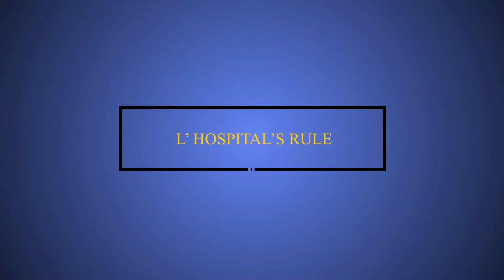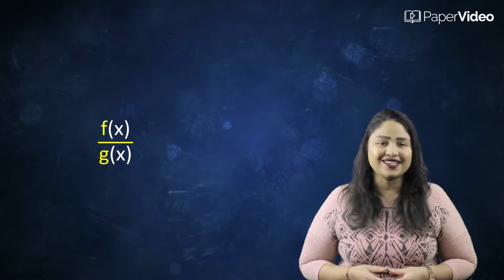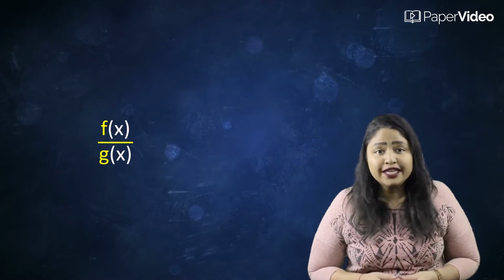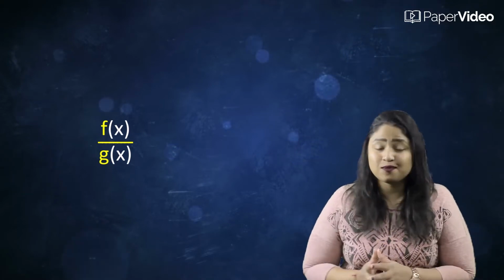L'Hospital's rule. What is L'Hospital's rule? It's basically the shortest and easiest method of finding limits of functions that are of the type f of x upon g of x. There are two things that we need to check before applying L'Hospital's rule.